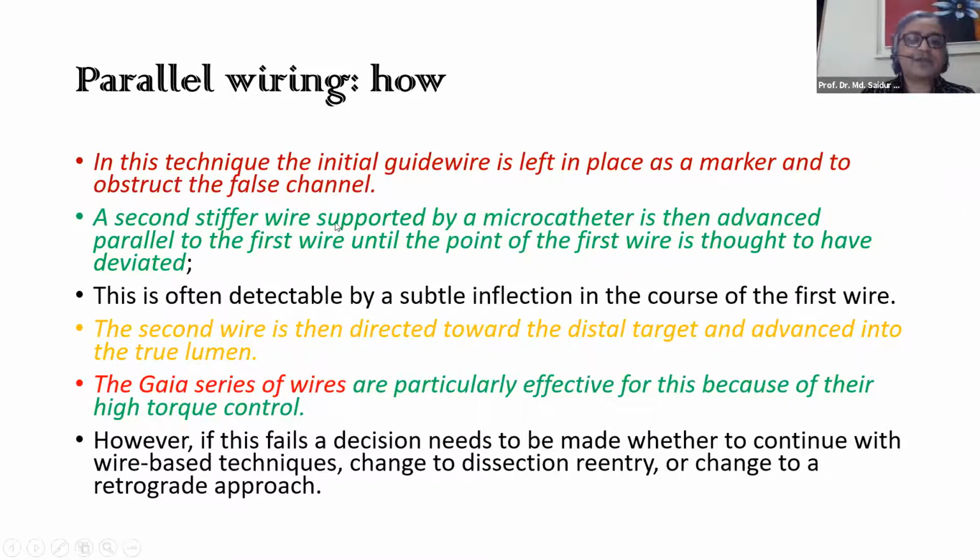And then the second stiffer wire supported by microcatheter is advanced parallel to the first wire until the point where the first wire is thought to have deviated. And this is often detectable by a subtle inflection in the course of the first wire. The second wire is then directed towards the distal target and advanced into the true lumen. The Gaia series of wires are particularly effective for this, because they have very high torque control. But if these fail, then you have to take the help of device-based techniques.